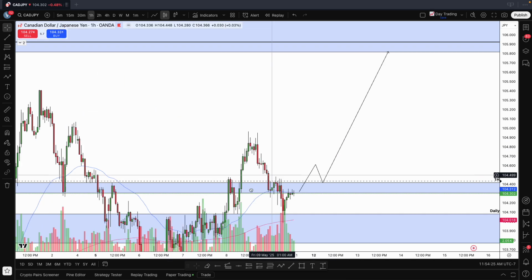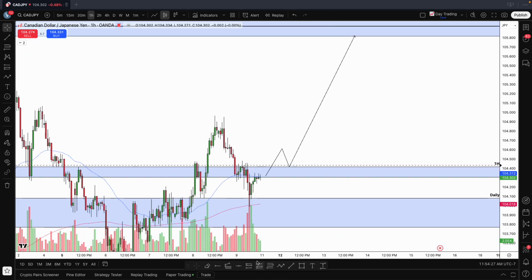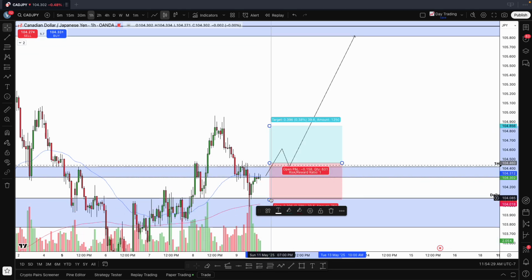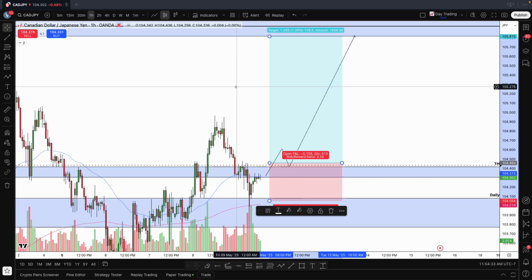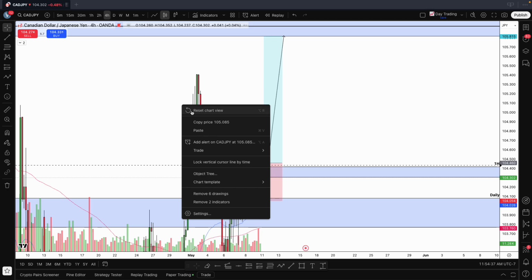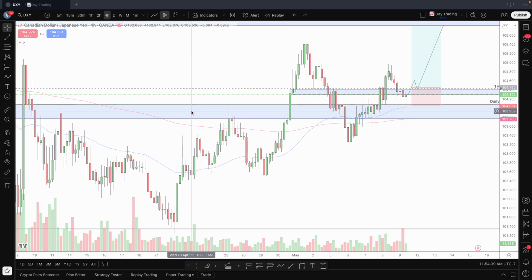So once price closes above here, I'm going to be entering the markets somewhere over here, stop loss somewhere over here, take profit somewhere over here, giving me a really strong risk to reward of 3.34. Really interesting trade too. Really excited for this one too.